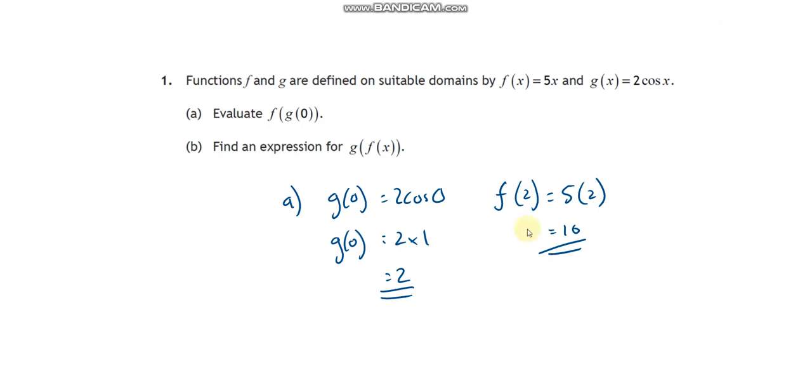Looks like 16 that I've drawn there, but that is in fact a 10. And the very last one, put f into g. Okay, that's all that means. I'm putting f into g. So where's my g function? So I'll say g f of x.